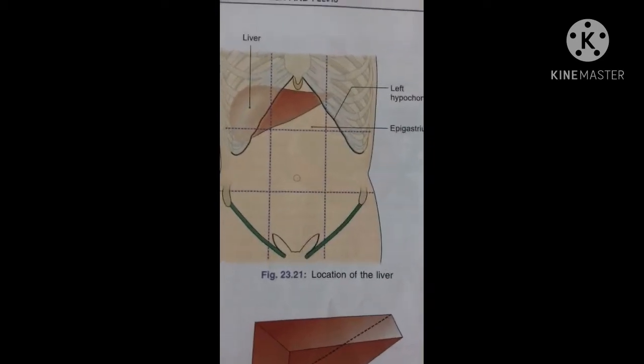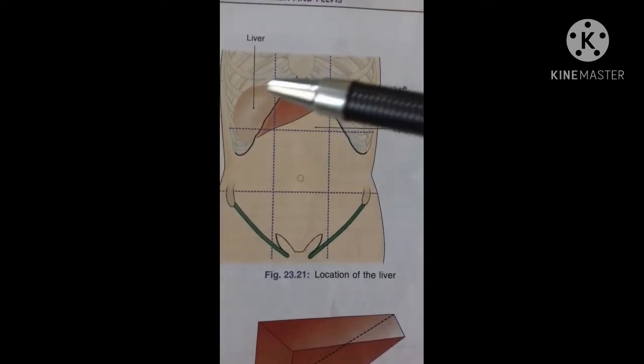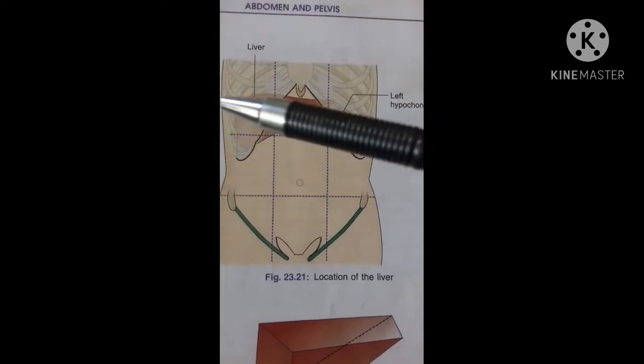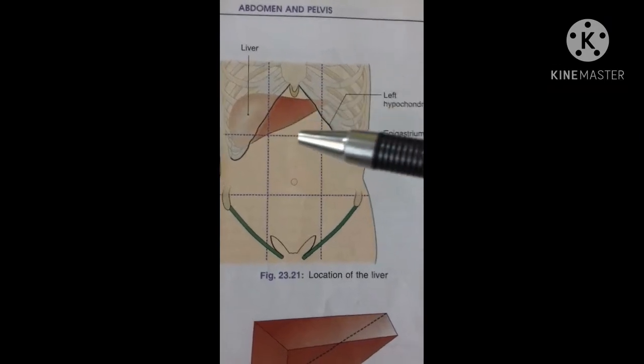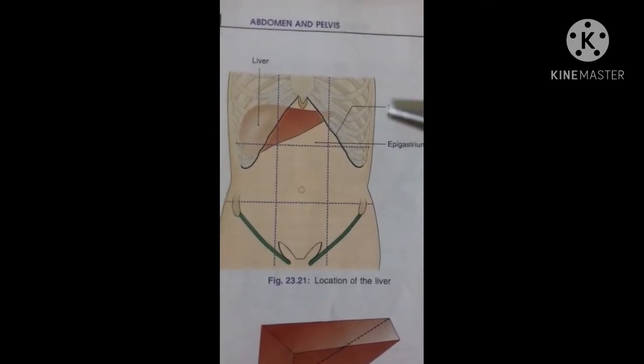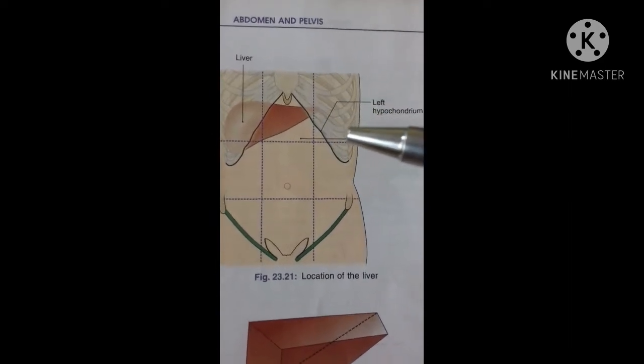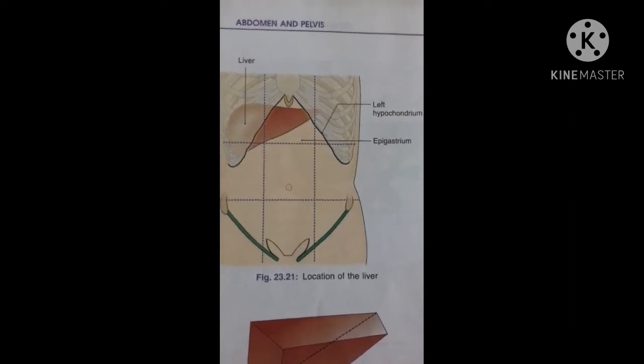Now comes to the location. Liver is located mostly in the upper quadrant and it occupies the right hypochondrium, epigastrium and left hypochondrium. Its greater part occupies the epigastrium and it extends further toward the left hypochondrium.